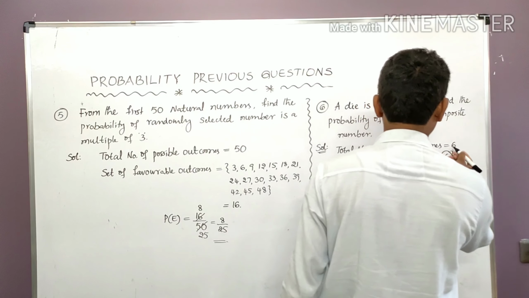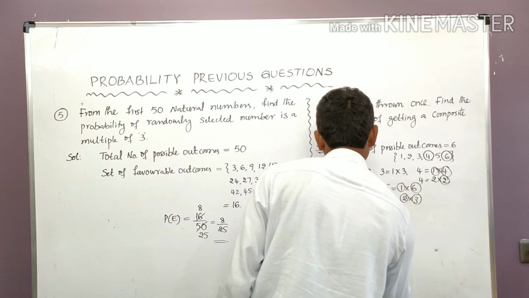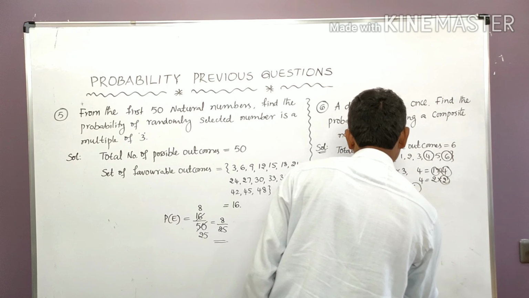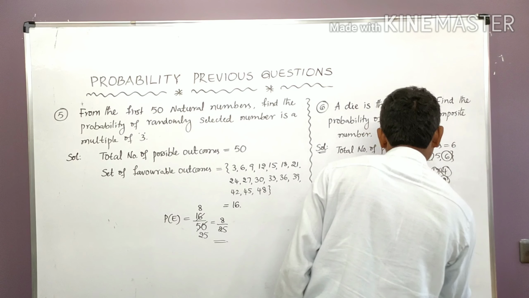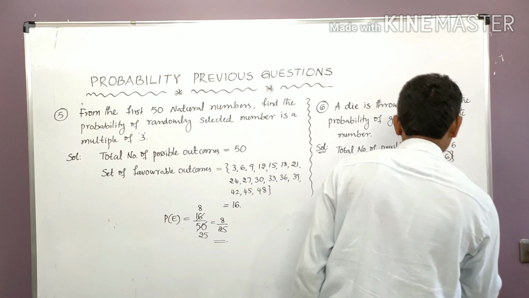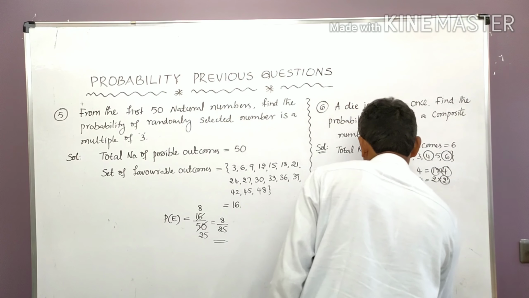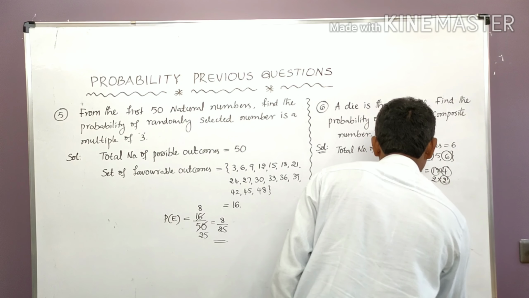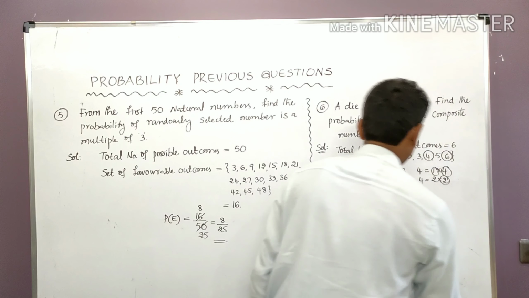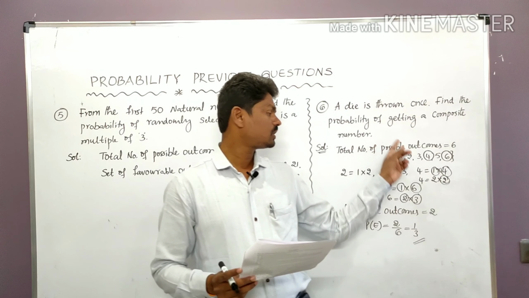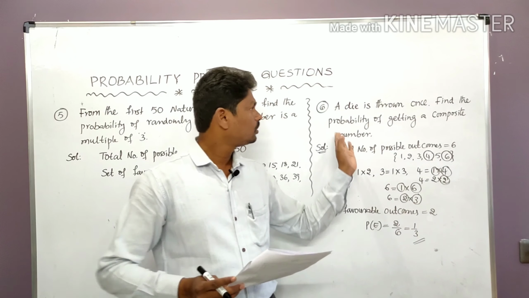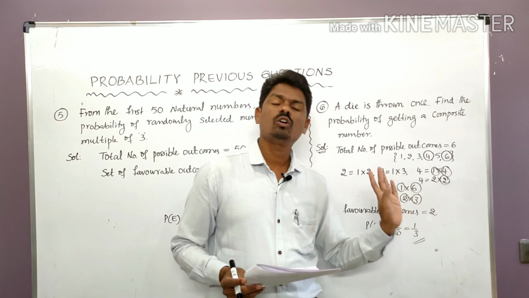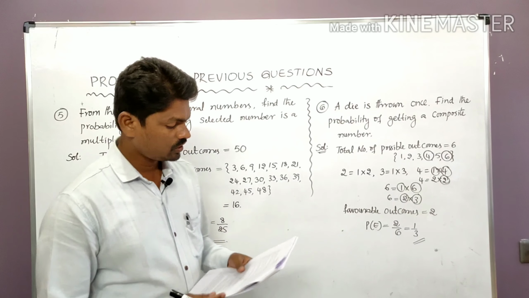So total number of possible outcomes is 6. Favorable outcomes equal to only 2. What are they? 4 and 6. Therefore, if E is an event, probability of E is equal to 2 by 6, that is 1 by 3. So probability of getting a composite number is 1 by 3. If a die is thrown once, then the probability of getting a composite number is 1 by 3. Next, student, one more.